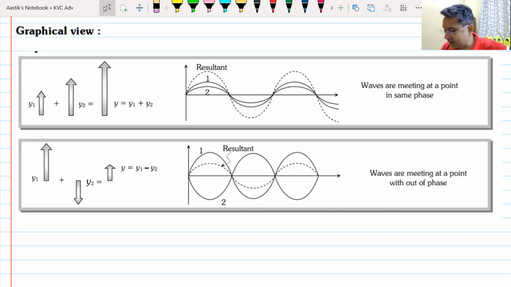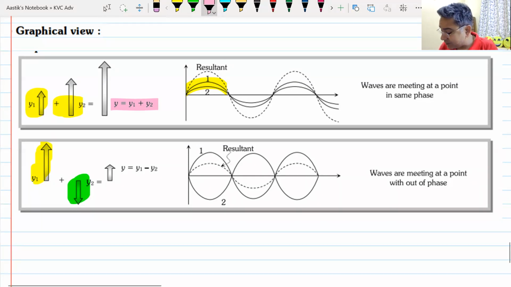Then we can look at the graphical view of the same thing. You can see this displacement y1. Then you have the displacement due to the second wave, y2. The net displacement will be y1 plus y2. If you take it in terms of sine waves, the two waves are going to get added up if they are in the same phase. If they are in the opposite phase, one is like this and the other one is like this, they are still going to get added up, but effectively they would be subtracted.